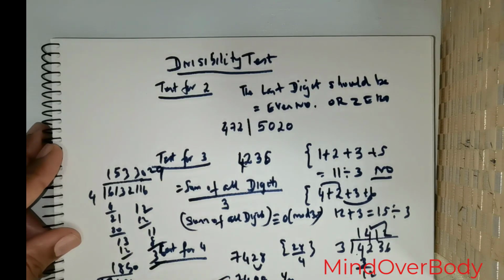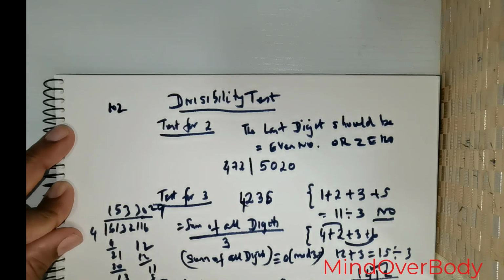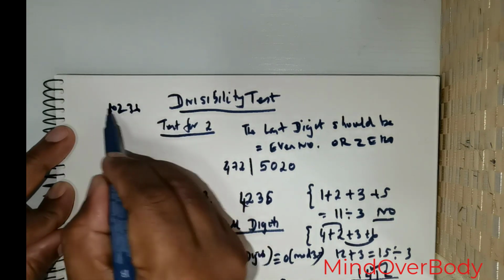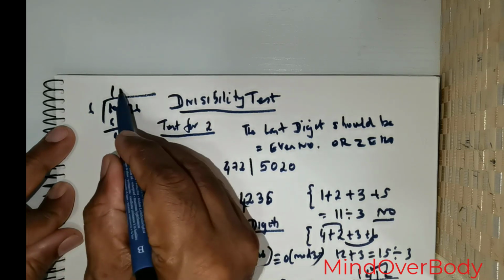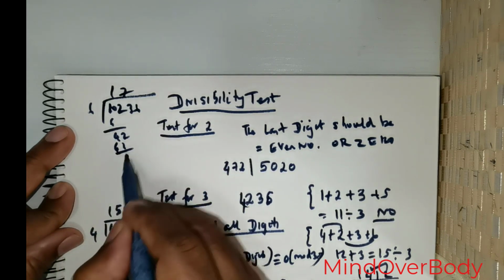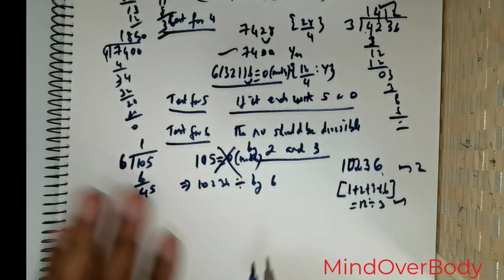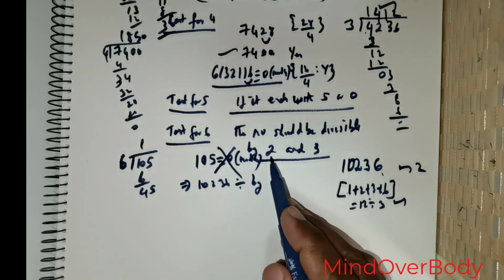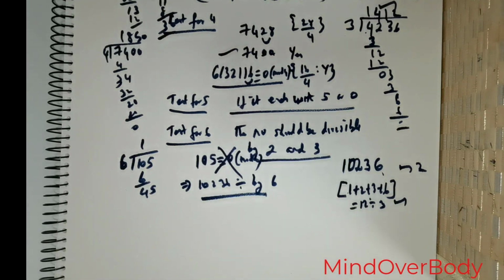Now let me just use a space here. 10236 divided by 6. 6 divides here one time. 4, 42, 6 sevens are 42, 3 doesn't go, 36, 6 sixes are 36. You see that? It works like magic. So the requirement is the number has to be divisible by both 2 and 3. Then you can confirm that the number is going to be divisible by 6.